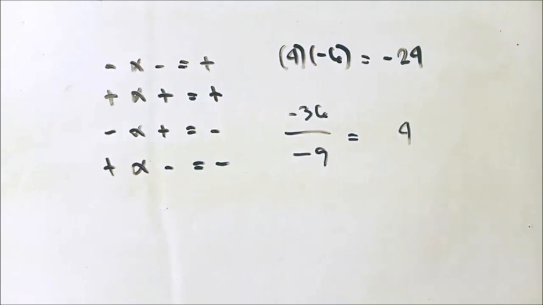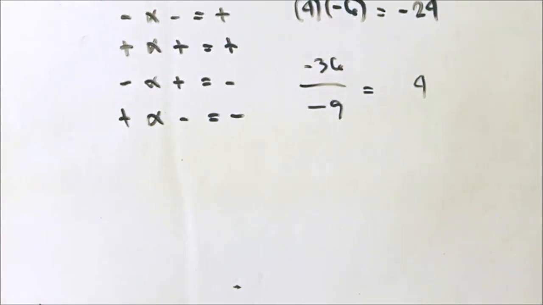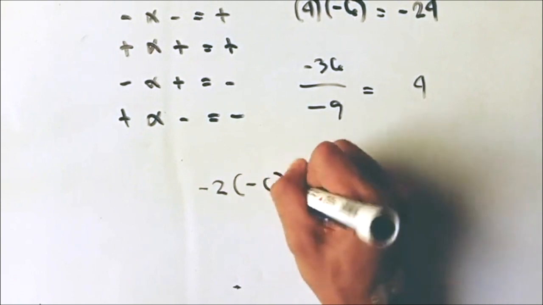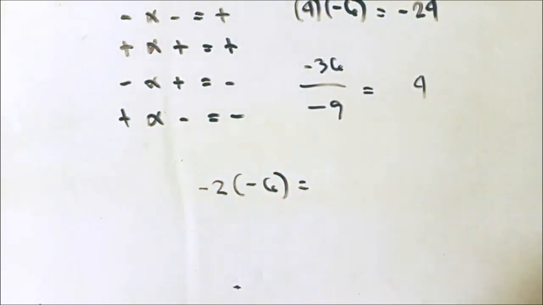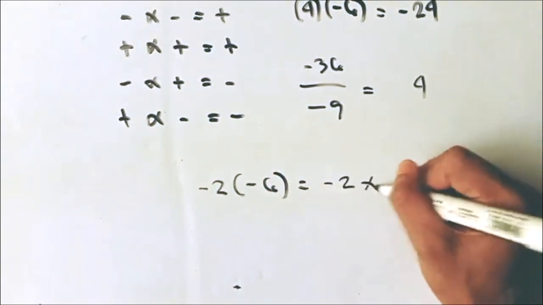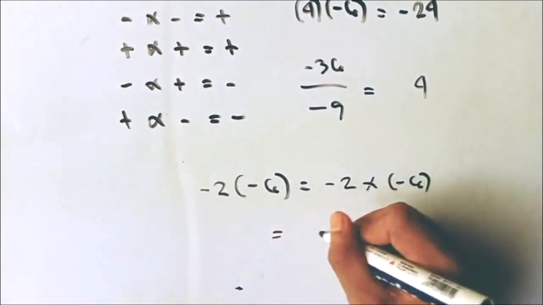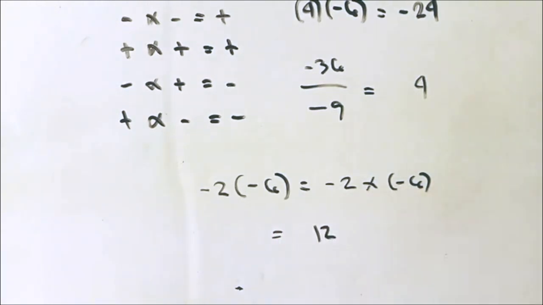So for the third example, we have here negative 2 times negative 6. So this is still the same. Just simply multiply the numbers. So 2 times 6 is equal to 12, and the sign will still be positive.